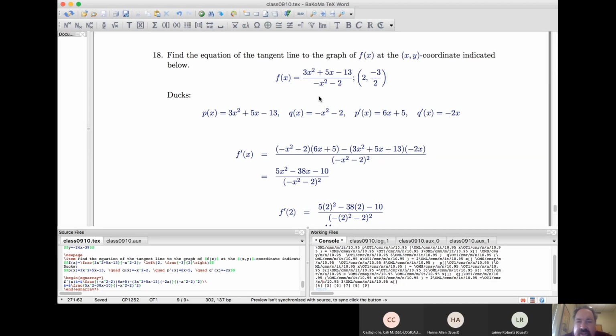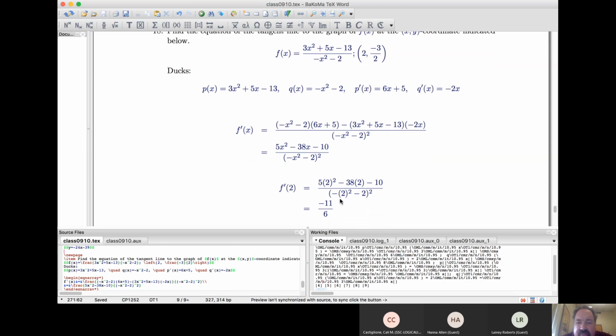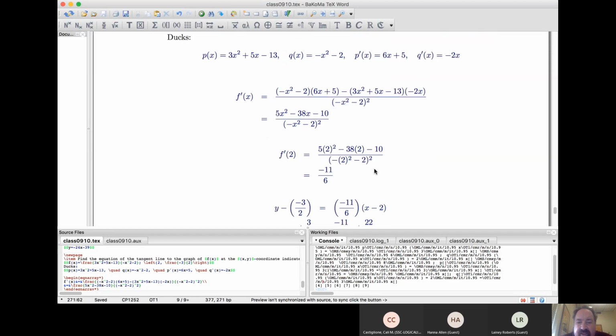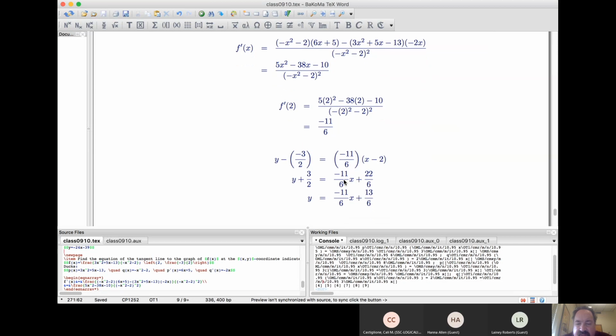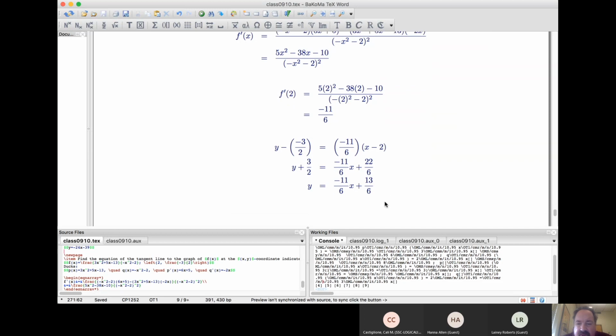Now, once we have a derivative, we need the slope of a tangent line at x equal 2. So the x value is substituted in, and the result is the slope of our tangent line. Again, we do the point slope form. The y value is -3/2. So I have y minus the y value is the slope times x minus the x value. Then we work out all of that and distribute this through here. 3/2 is the same as 9/6, so I move that to the other side and combine, and this is our tangent line.